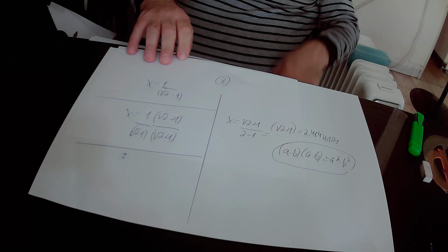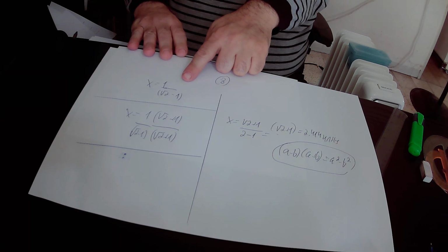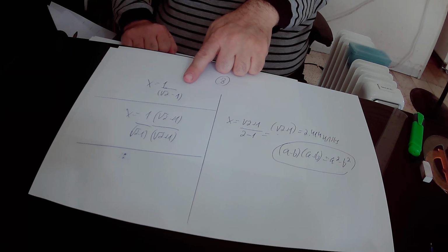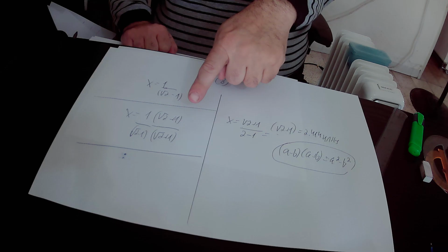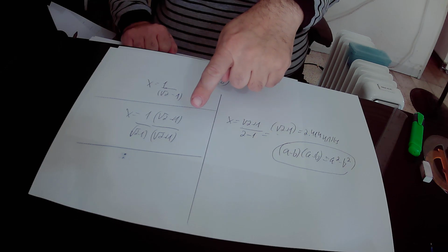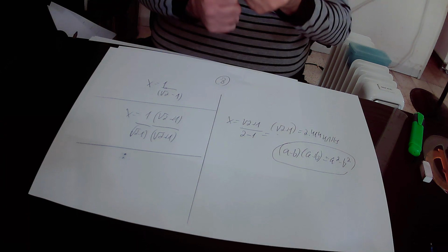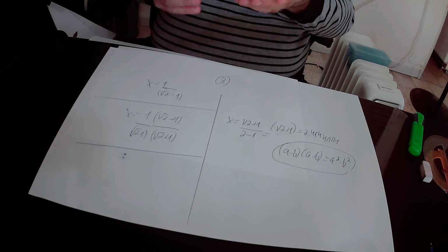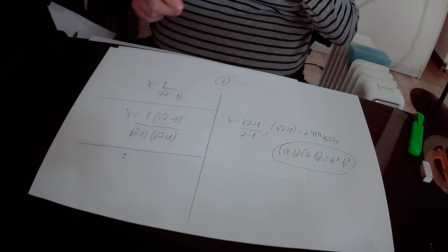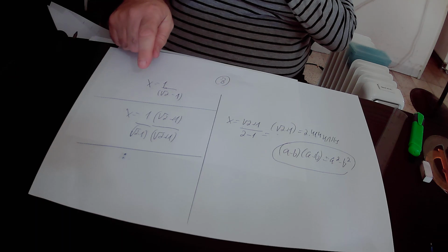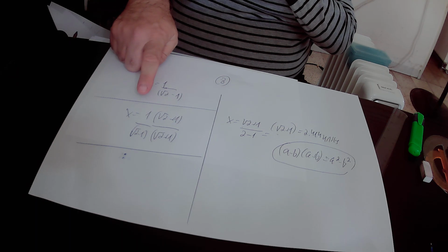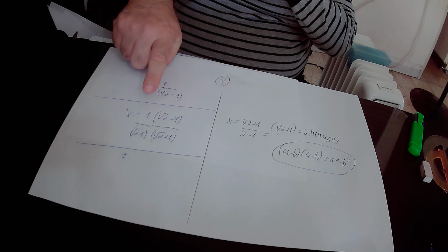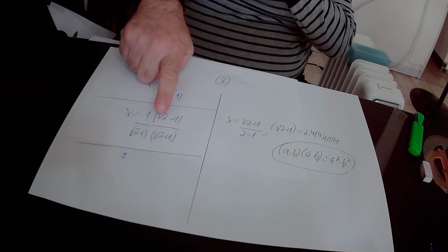Then we focus on this side of the equation and we multiply it by the square root of 2 plus 1, and then we divide it by the square root of 2 plus 1. The square root of 2 plus 1 over the square root of 2 plus 1 is 1. And it is allowable to multiply anything by 1. So this operation is allowable. So x equals the square root of 2 plus 1 over the square root of 2 minus 1 times the square root of 2 plus 1.